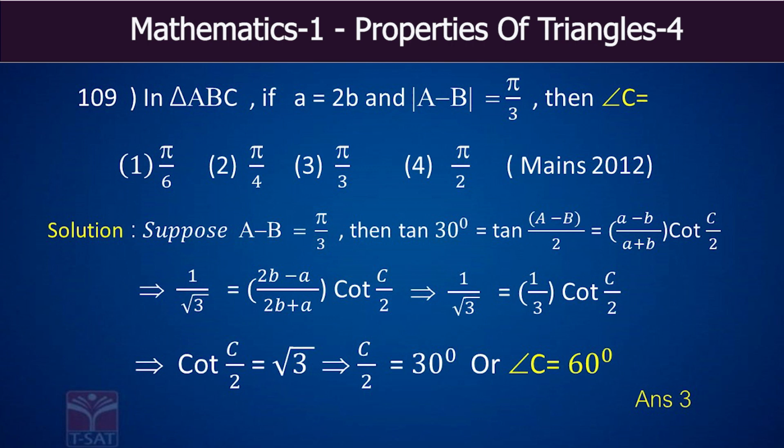So cot C by 2 is equal to root 3. So C by 2 is equal to 30 degrees, angle C is equal to 60 degrees. So correct option is option number 3.